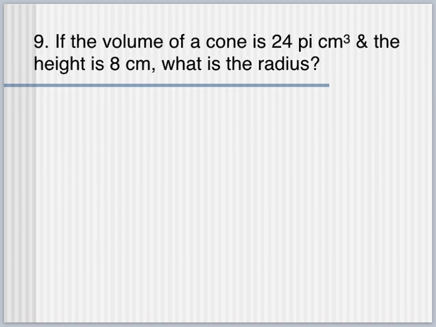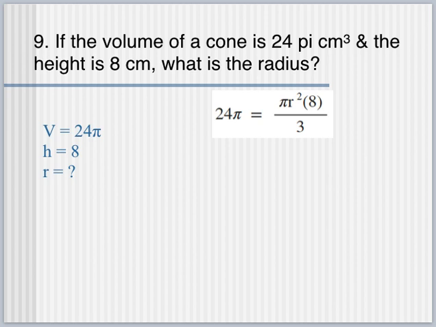Now, sometimes they're going to give you a word problem. When that happens, it's always a good idea to summarize the information they're asking for and then information you already know on the side. We know the volume, we know the height, and they're asking for the radius. Since the shape we're talking about is a cone, start with the cone formula and plug in the things you know, the volume and the height.